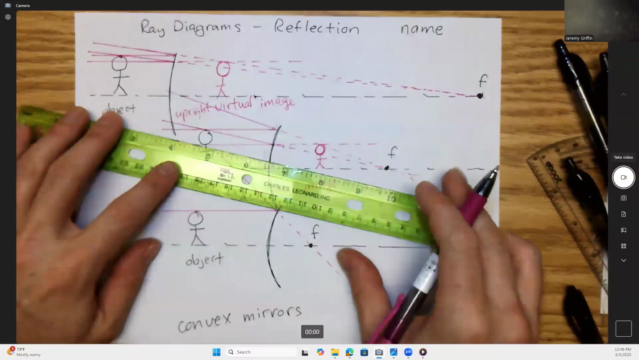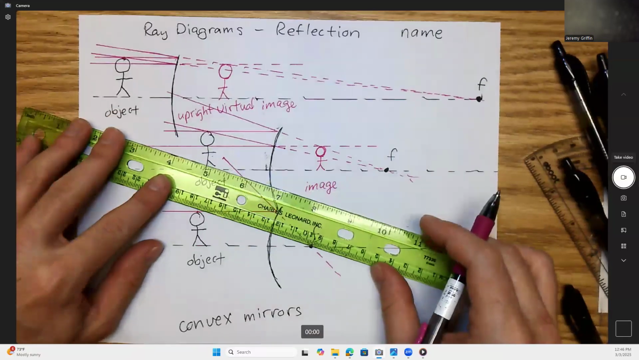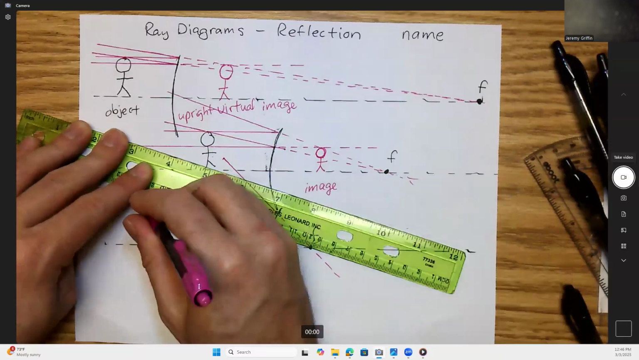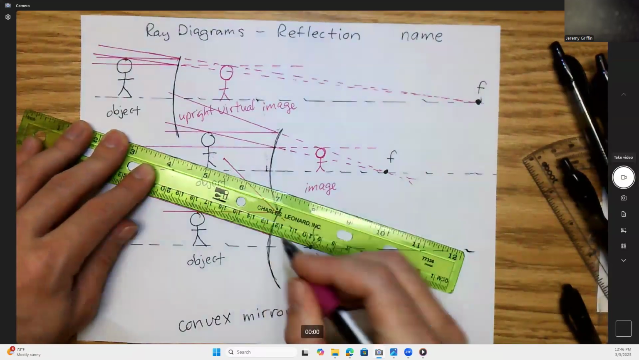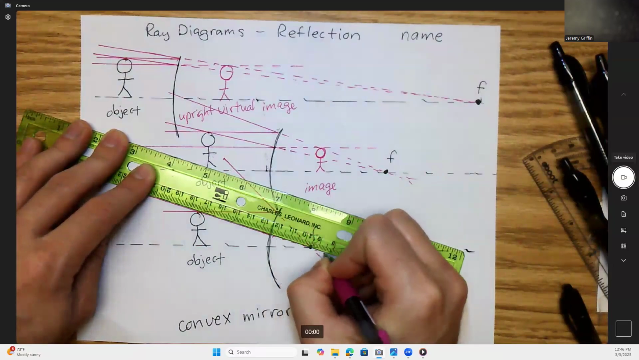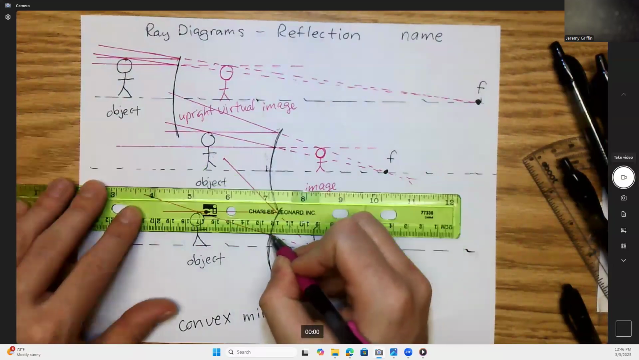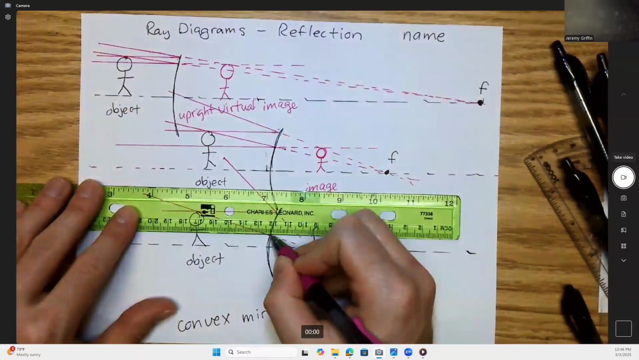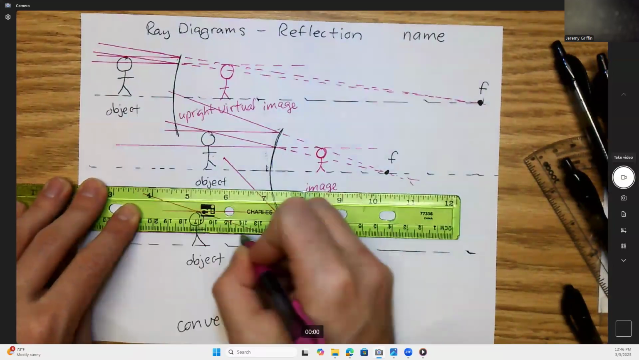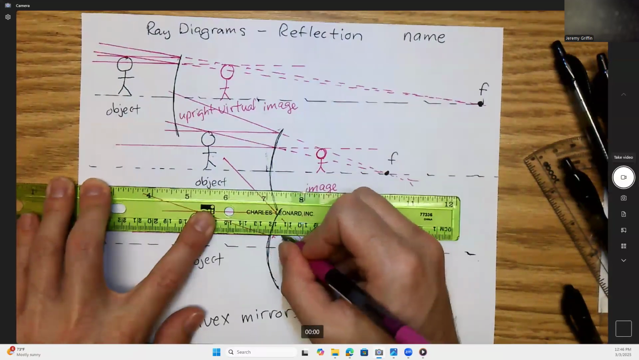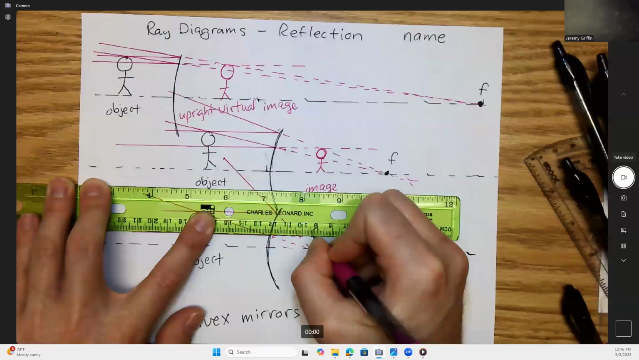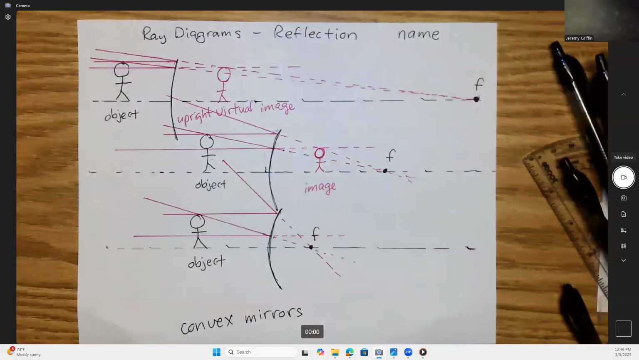Aim a light ray straight at the focal point. Zip. And when that hits the surface, extrapolate a little bit. When that hits the surface, it's gonna boing, bounce back parallel to the floor. And then before you move your ruler, remember to extrapolate that back behind the mirror because it looks like that's where that light ray came from.